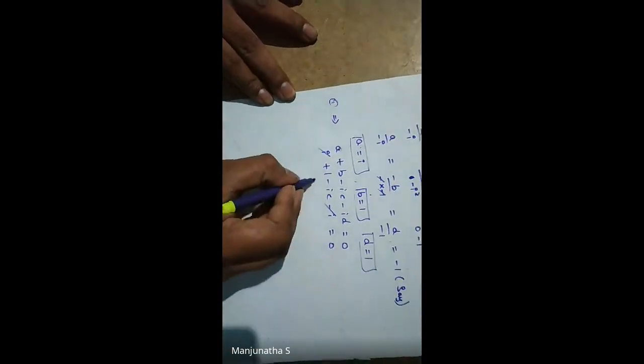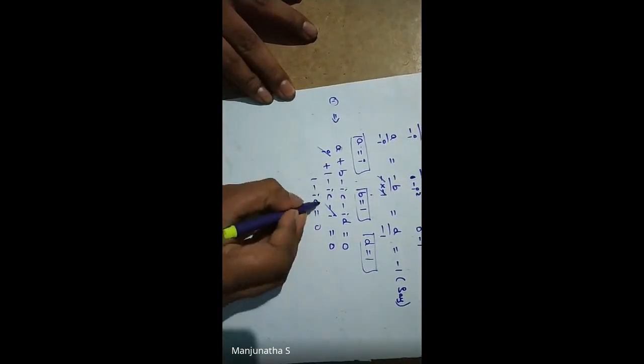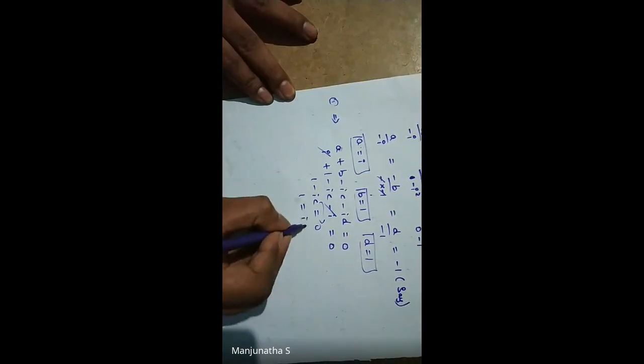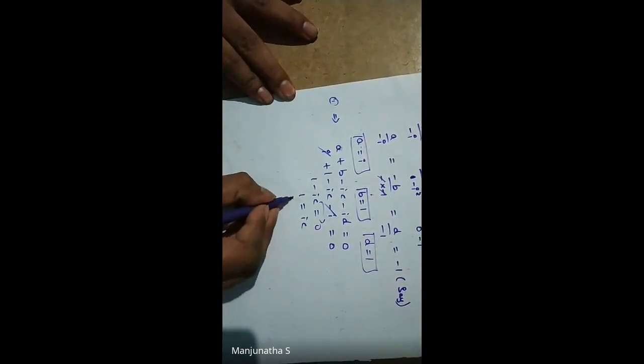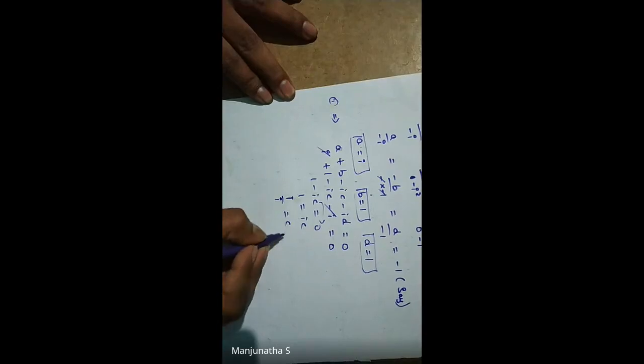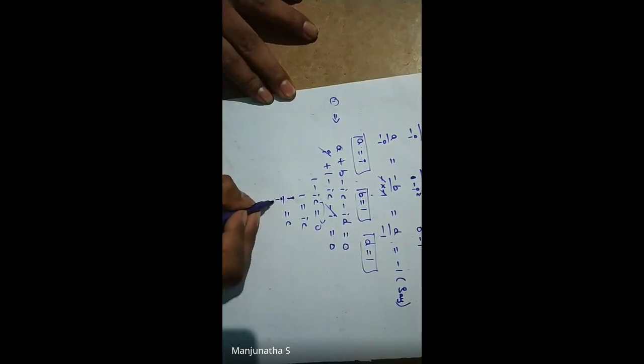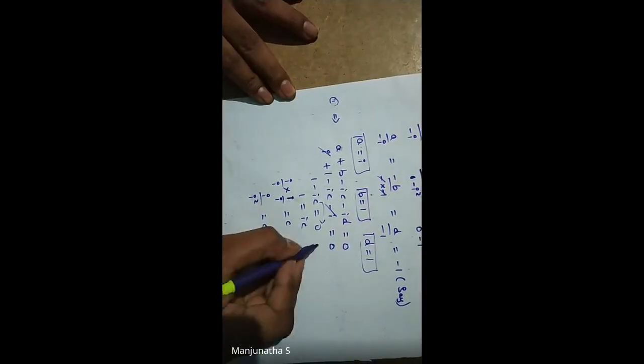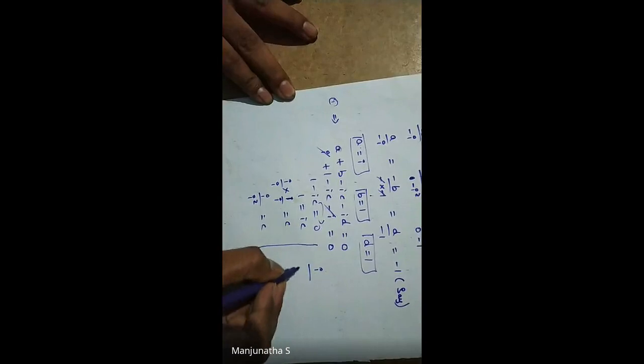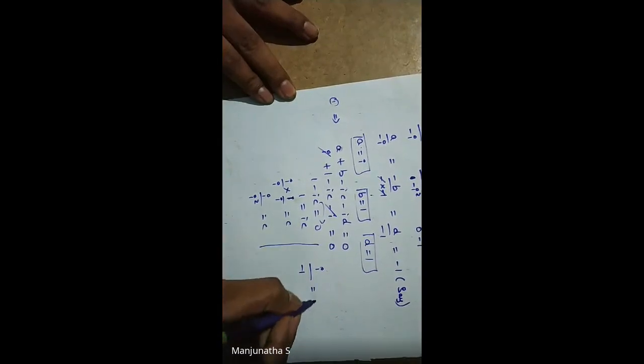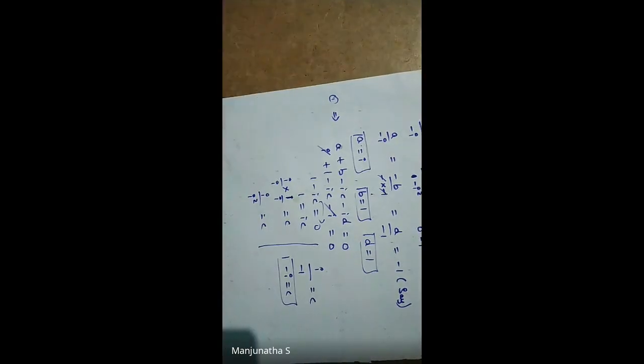Minus i plus i gets cancelled. 1 minus iC is equal to 0. When you send it across, minus iC is plus iC. So 1 by i is equal to C. We all know very well i should not be there in the denominator. So multiply by i: i divided by i into i, divided by i square, is equal to C. So i divided by i square is nothing but -1, is equal to C. i divided by -1 is minus i, is equal to C. So we got the C value as minus i.